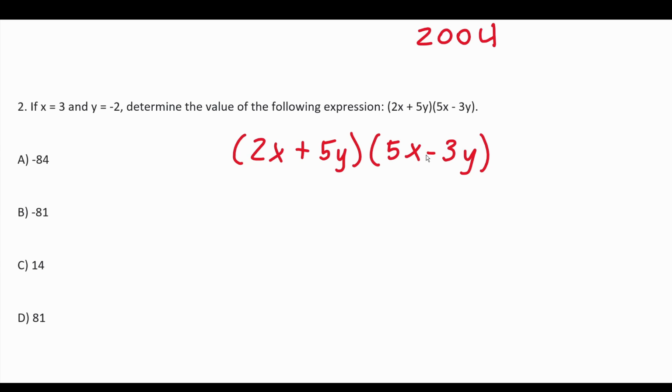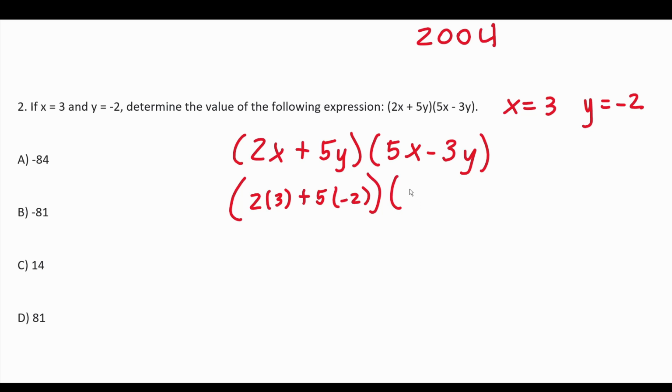So for this problem, you have to understand how to substitute values into expressions and then simplify them. Again, we're going to be substituting in 3 for x and negative 2 for y. So now that we've written down the expression, let's go ahead and substitute those values in. This becomes 2 times 3 plus 5 times negative 2 times 5 times 3 minus 3 times negative 2.